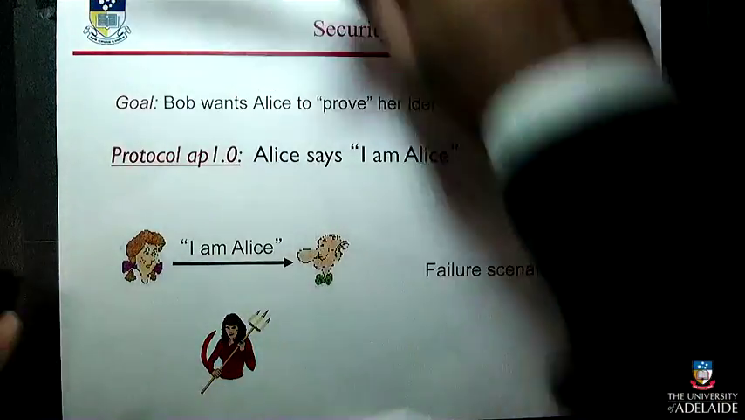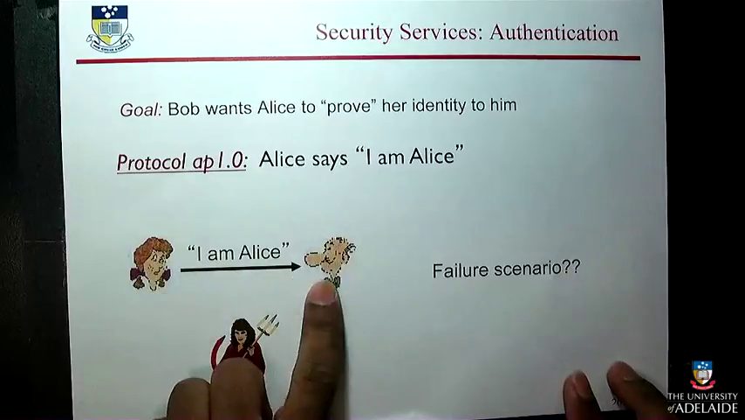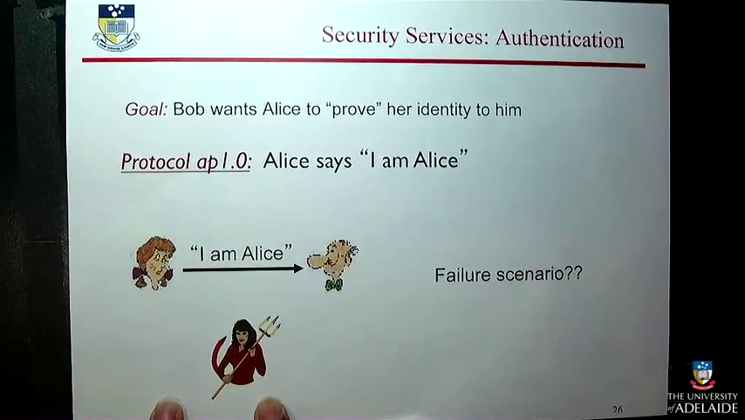So let's start with authentication, right? Authentication is a security service. You want to prove you are who you say you are. Simple protocol. Alice says, I'm Alice. Is that secure? No, why not? Because what can Trudy do?